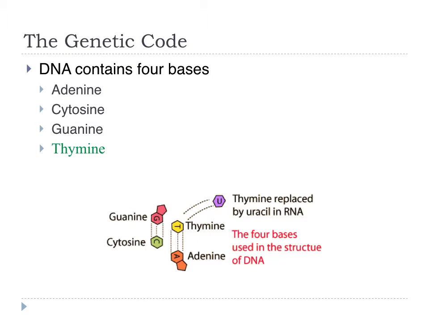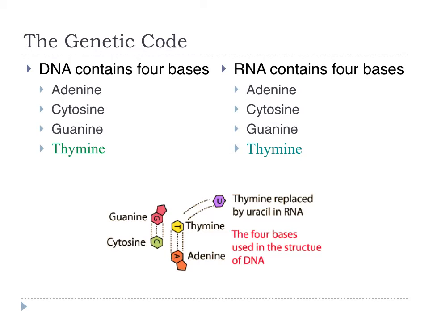So remember, our DNA contains 4 bases: adenine, cytosine, guanine, and thymine. RNA, however, contains 4 bases also, but instead of thymine, we have uracil.